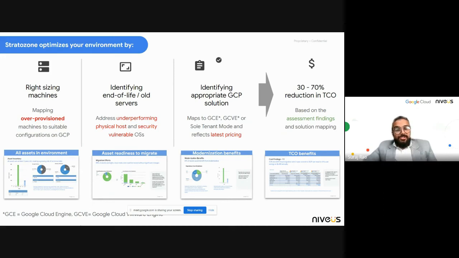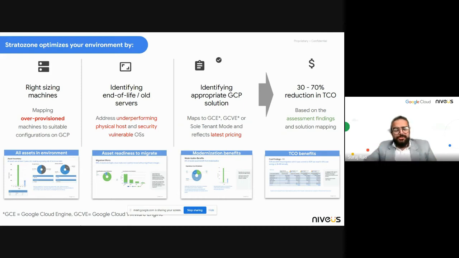And Stratozone will also give you the asset readiness report, which will identify the end-of-life or underperforming hosts within the on-premises server, right? And Stratozone also helps you with a modernization benefit, right? It will help you identify which workload can be mapped against which services in GCP, right?